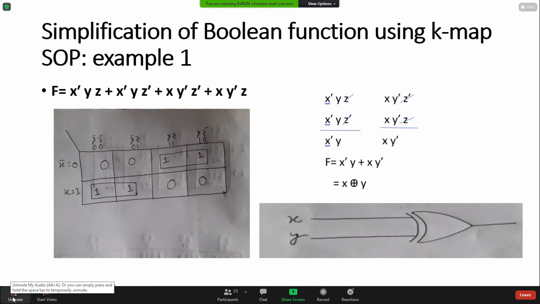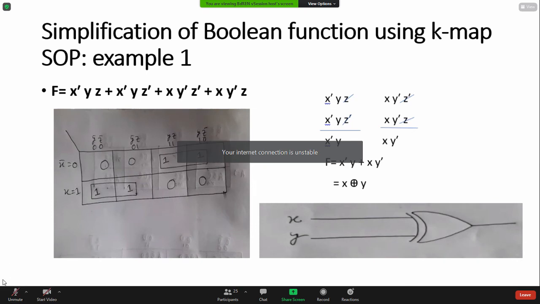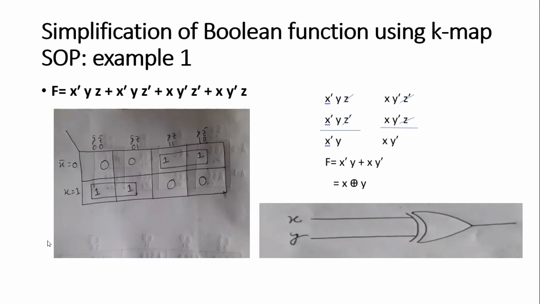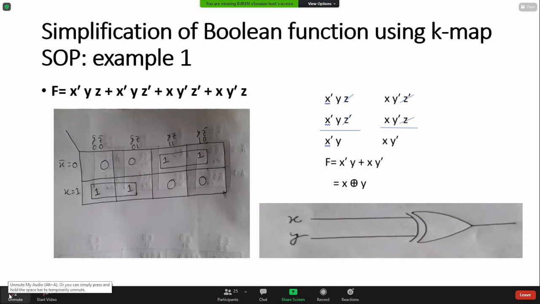Read the question loudly, everyone. The question is the simplification of a Boolean function using Karnaugh map. Then we can stop. So you will simplify this one using SOP form or POS form. How will you understand? You will have to understand by seeing the function.